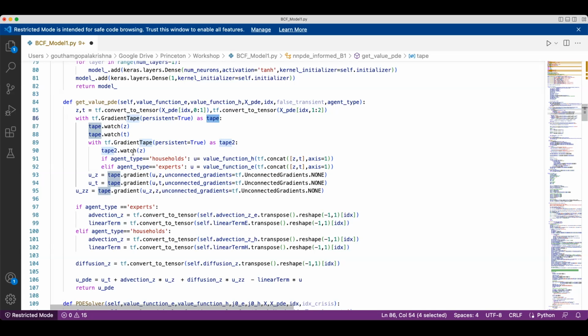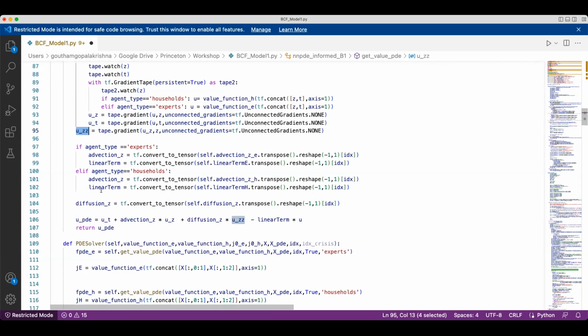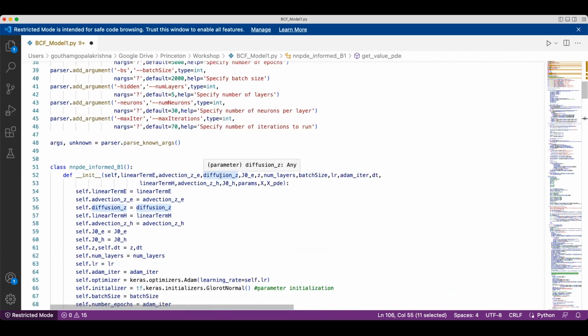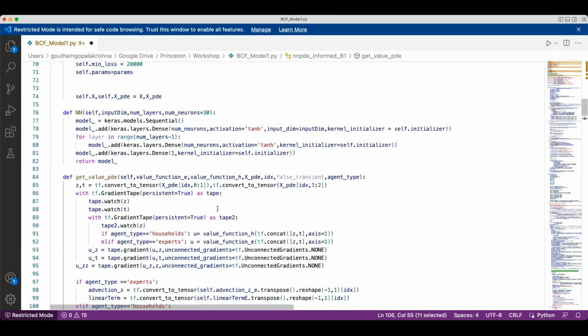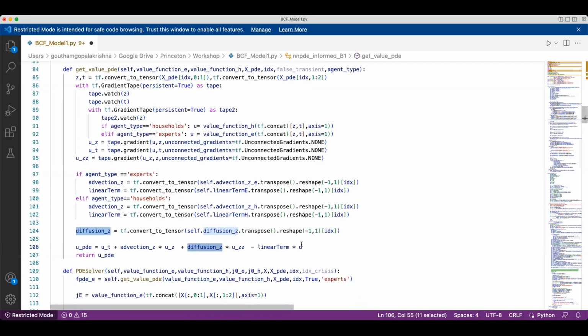And once you have all of the gradients, derivative with respect to z, the second derivatives, once you have all of them, you just compute the residual, right? The residual is fairly simple. You know the advection z and diffusion z coefficients. Why? Well, because it's coming from outside this class, right? You solve the static model and you just send in these coefficients, assuming that they are known. Okay. What's unknown here, what needs to be solved for, is this function u, right? What is this function u? It's defined to be the value function h and value function e, depending on the agent type.